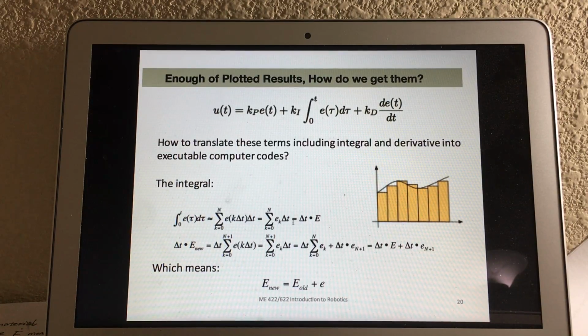Because delta t is common, you can pull that out. Instead, I'm defining this big E equals the sum from k equals 0 all the way to n of small e_k. Here you have delta t times the e new, which remember, when you move one step further, will be e new. So e new equals e old plus e.